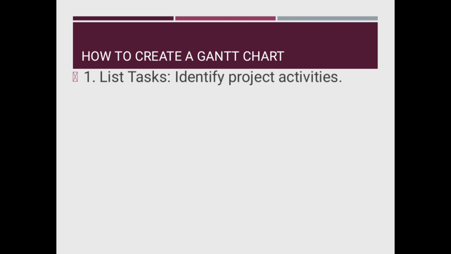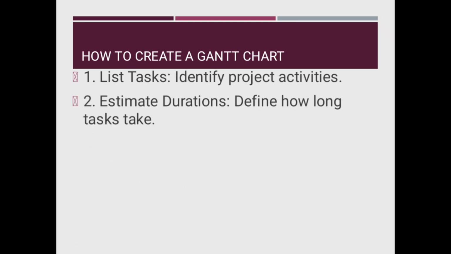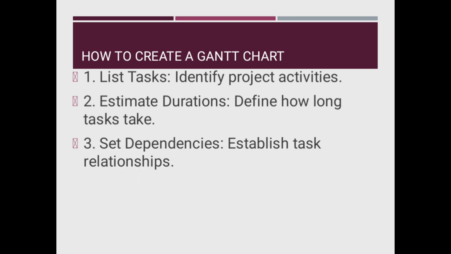How do we create a Gantt chart? Number one, you need to list all the tasks which are supposed to be done in a project. From there, you need to estimate the duration for each task. Then you need to set the dependencies, or describe how those tasks are depending on each other.